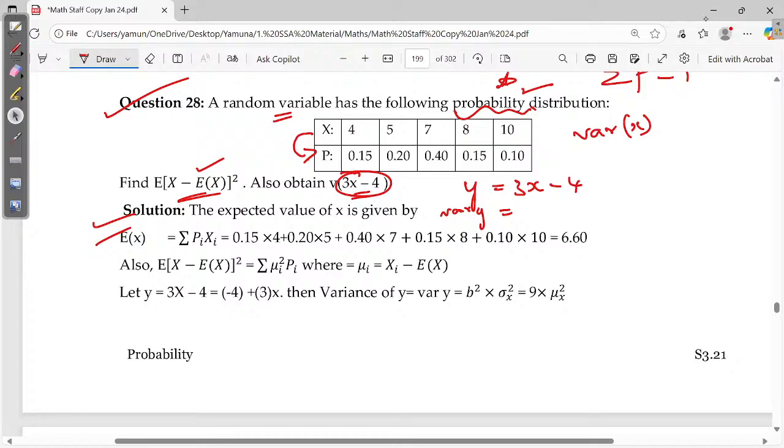What is variance of y? Change of scale and origin concept. 3 square into variance of x. Minus 4: change of origin will not affect. Change of scale affects, but by the square of the value, because you are talking about variance.